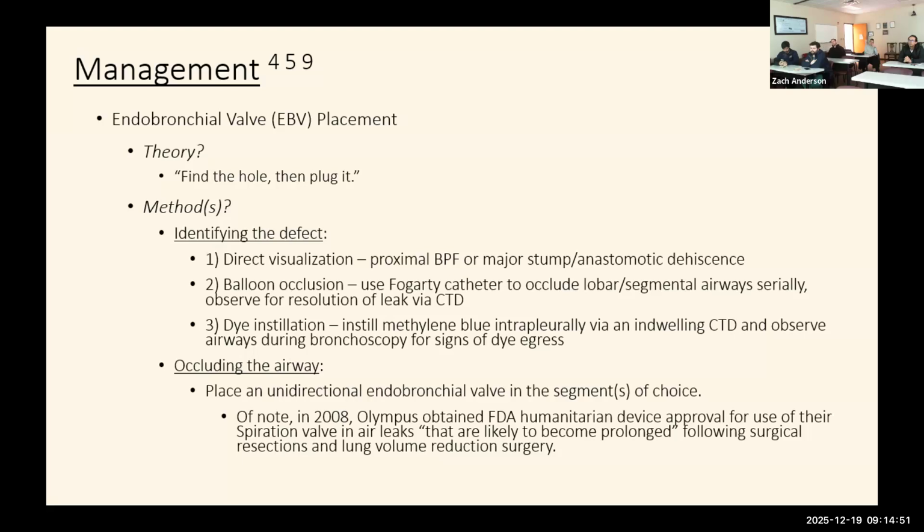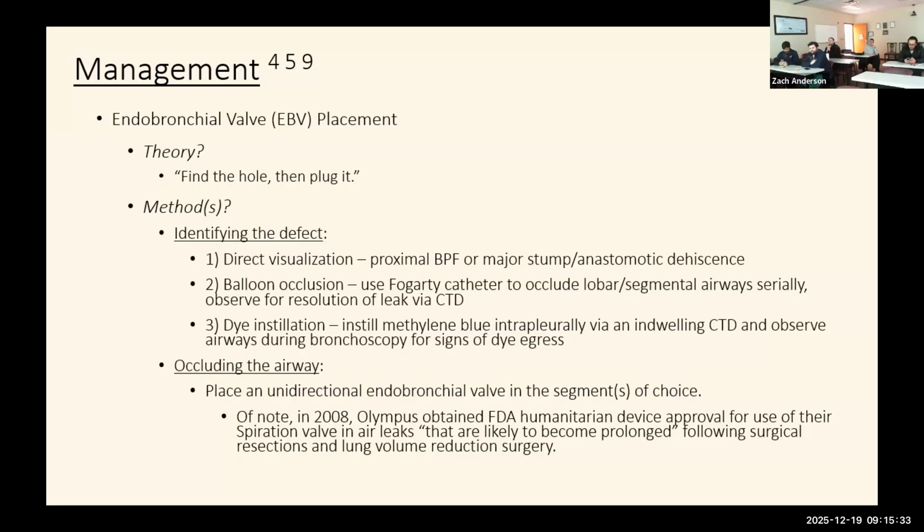Balloon occlusion, what do you do? You slide a Fogarty catheter through the bronchoscope or around the bronchoscope, and you occlude the airways in a serial, sequential manner. If it's on the right side, you start with just the complete upper lobe, and you see, okay, does the air leak stop? Okay, cool. Now let's go find which subsegment of the upper lobe causes it to stop. Sometimes it has to be multiple because of collateral ventilation. But if you don't find it there, which happens about 25% of the time when you're doing this, about 75% of people can have their leak identified this way.